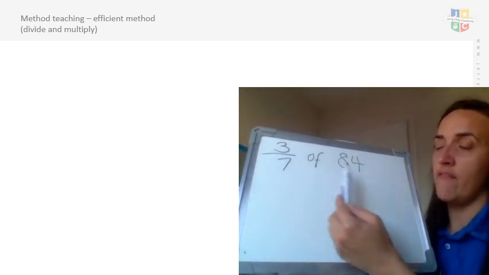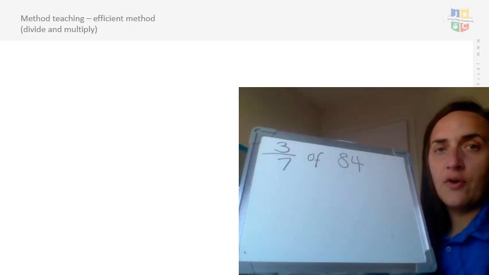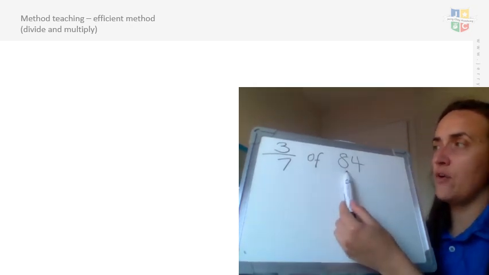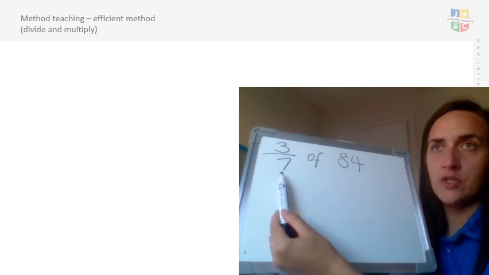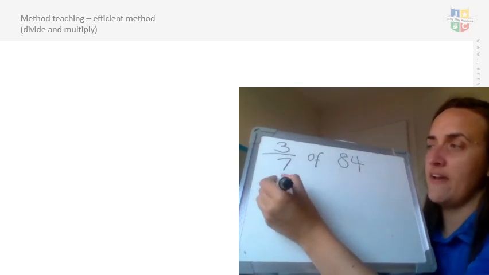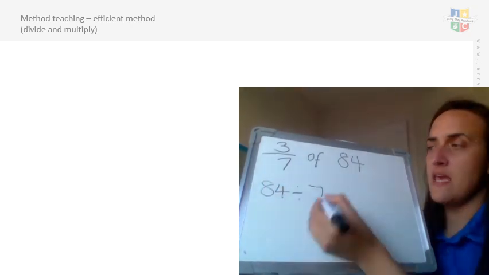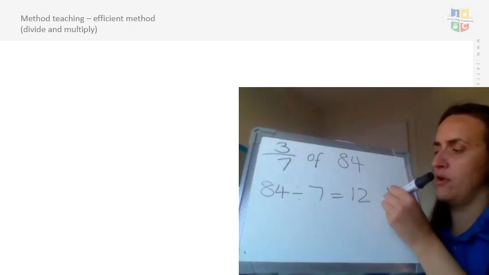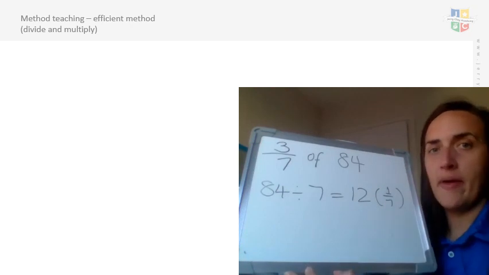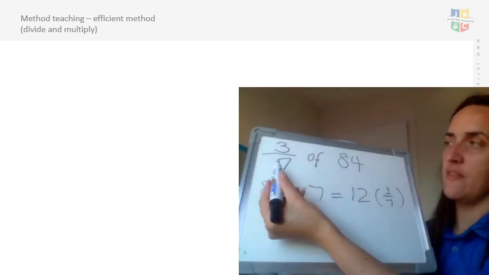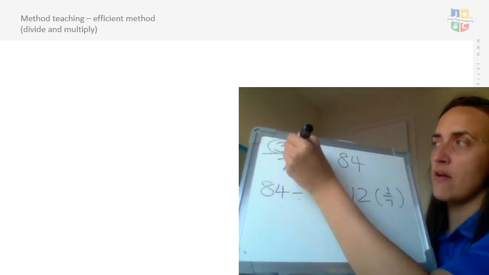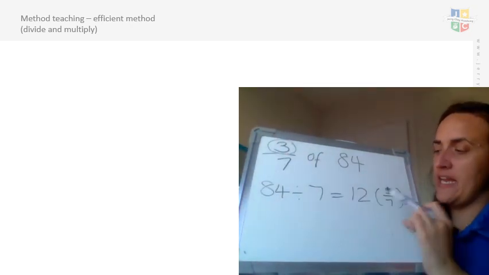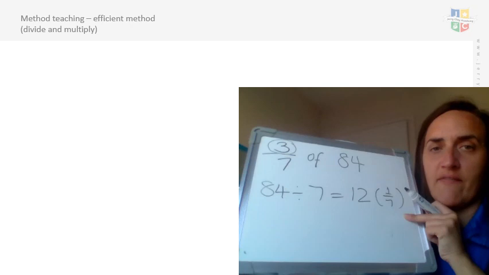So 3/7 of 84. I know that to find 1/7 I will need to do 84 divided by 7, just like I did in my bar model when I drew it. So 84 divided by 7 gives me 12. So 12 is the same as 1/7. But remember, I don't want 1/7 in this question. I need 3 of those. So what do I need to do with this 1/7?